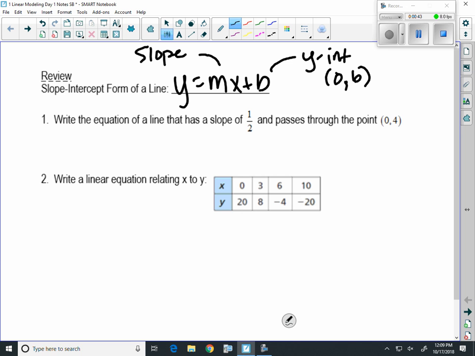All right, it says write the equation of a line that has a slope of 1/2 and passes through the point 0, 4. 0, 4, that is a special point. What point is 0, 4? That's the y-intercept. So that means b equals 4. What does m equal? 1/2. Can we write a slope-intercept form equation? Yes. Y equals 1/2 x plus 4.